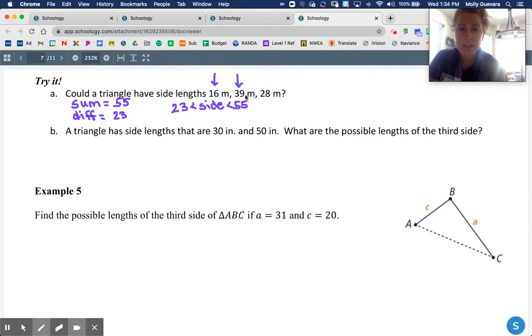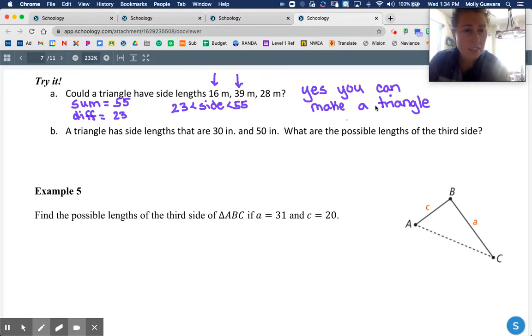So can these 3 side lengths make a triangle? Yes, they can. You can make a triangle. It fits within that restriction of bigger than 23, less than 55.